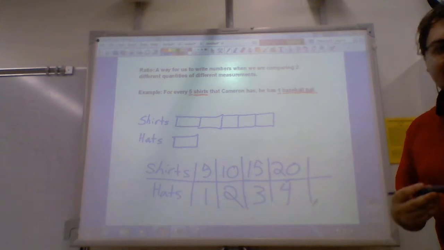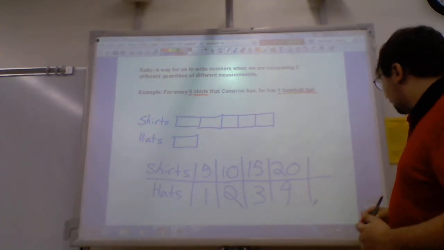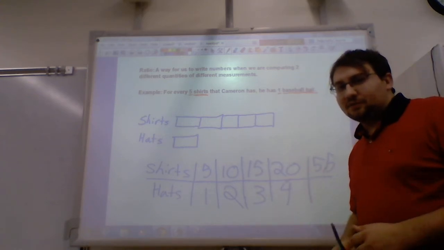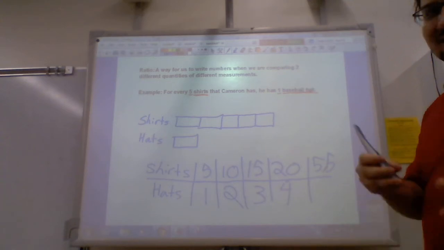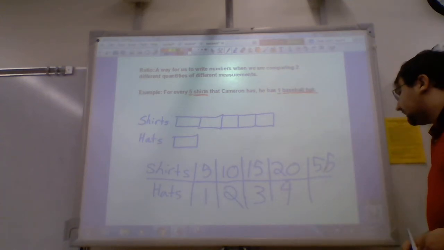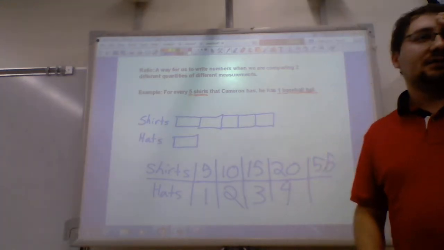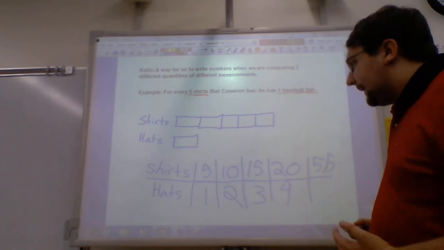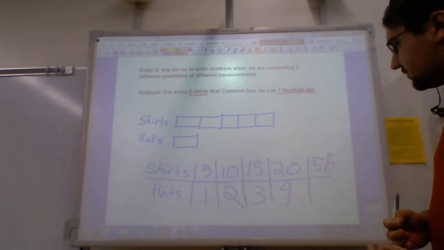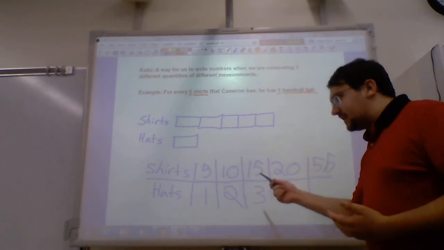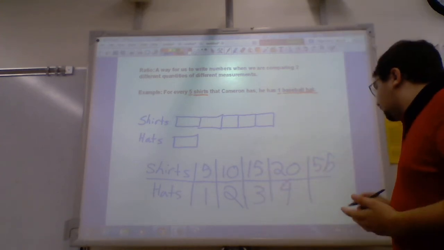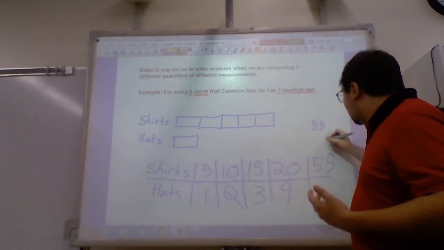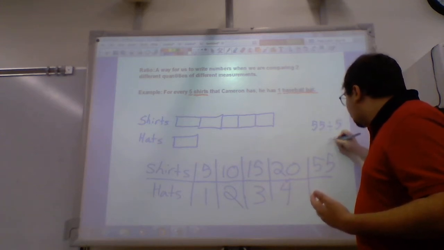Let's say Cameron is a collector of shirts for some reason. He has a grand total of 55 shirts. He's got a lot of shirts. He has one for every single day for 2 months, nearly, give or take a couple of days. He barely needs to do laundry. Can I really quickly find out how many hats he has? Well, if it's the same rule as all of this, then we could just divide 55 by 5. 55 divided by 5, he should have 11 hats.